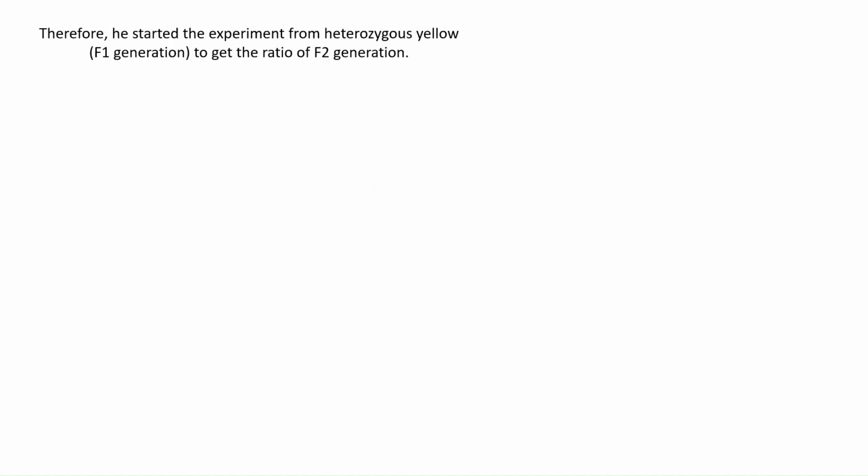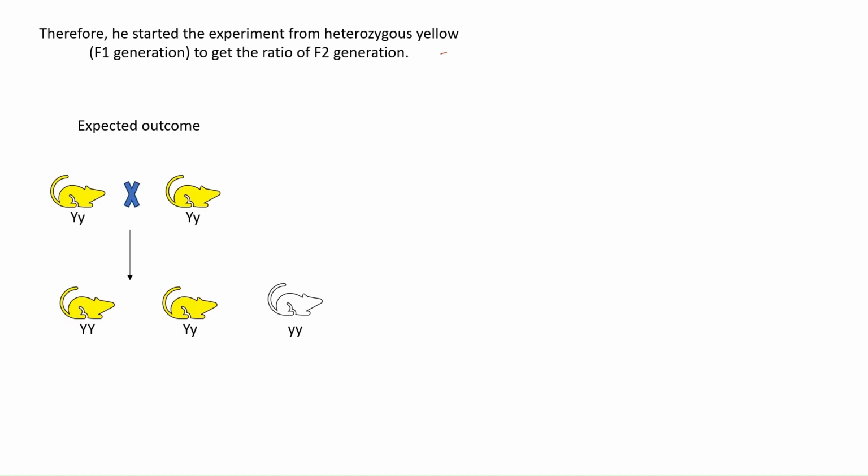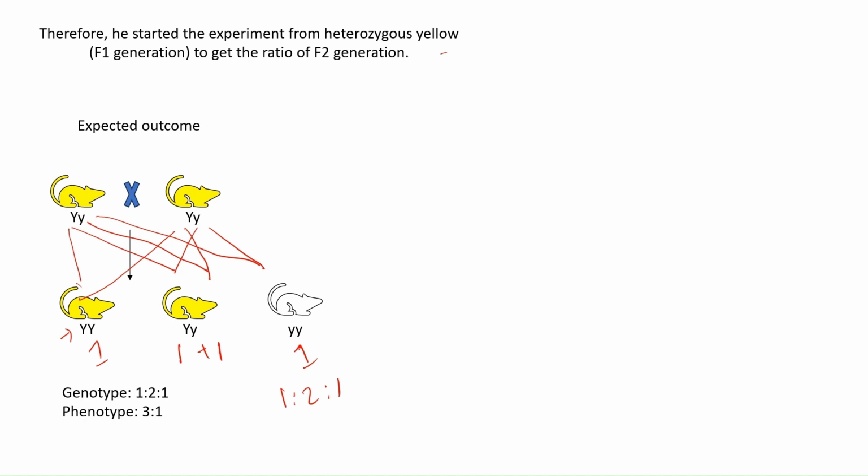Now he started his experiment from the heterozygous capital Y small y, giving the yellow color, to get the F2 ratio. Now what is the expected outcome? The expected outcome is this capital Y and this capital Y, that is 1. This capital Y and the small y, 1. This small y with capital Y, that is again capital Y small y, plus 1. And this small y and small y, that is 1. So the genotypic ratio is 1:2:1. But because capital Y is a dominant allele, the phenotypic ratio will be 3:1.